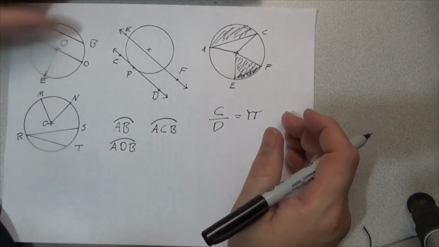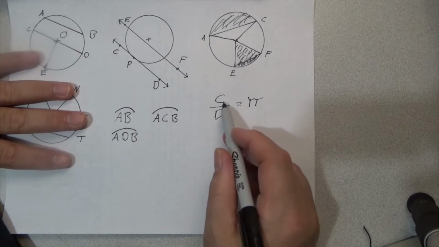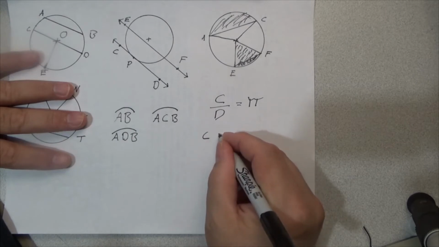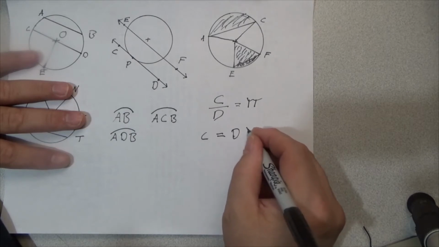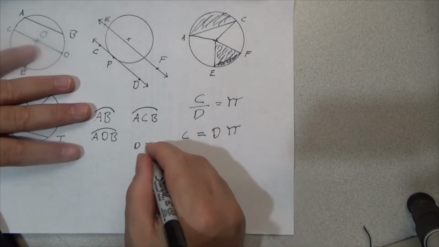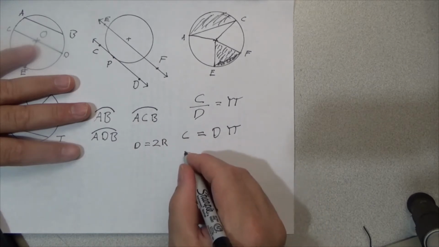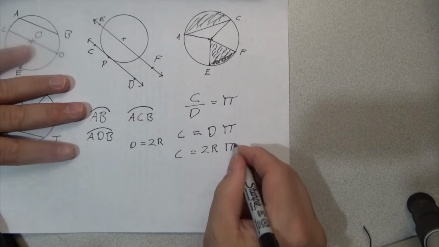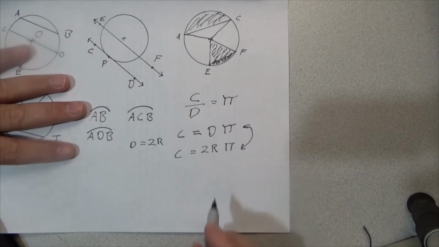Okay, so with this equation written like this, I can algebraically solve this for C. I multiply D out, and I get C, or circumference, is equal to D, diameter, times pi. Now, because the diameter is also 2 times the radius, I can replace that and say that C is equal to 2 times R times pi. So these are my two equations for the circumference of a circle.